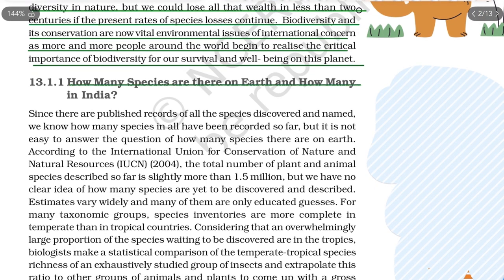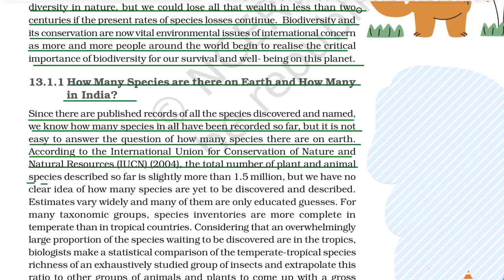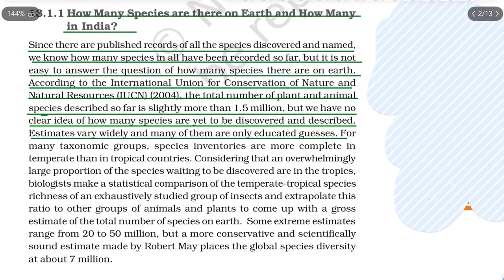How many species are there on Earth and how many in India? Since there are published records of all species discovered and named, we know how many species in all have been recorded so far, but it is not easy to answer the question of how many species there are on Earth. According to the International Union for Conservation of Nature and Natural Resources (IUCN), the total number of plant and animal species described so far is slightly more than 1.5 million, but we have no clear idea of how many species are yet to be discovered and described. Estimates vary very widely, and many of them are not more than educated guesses.